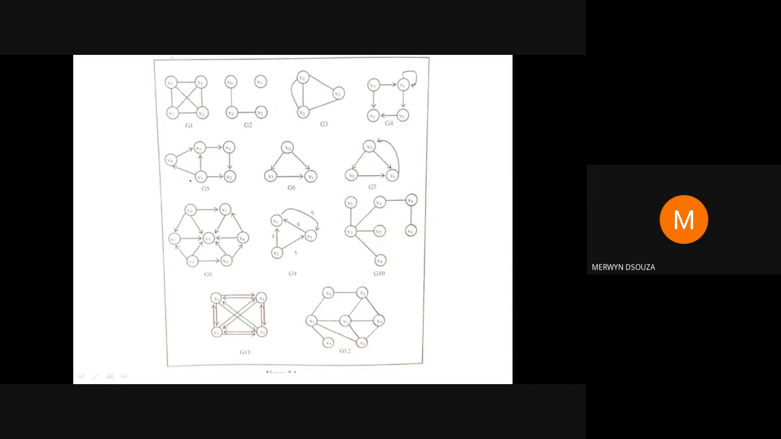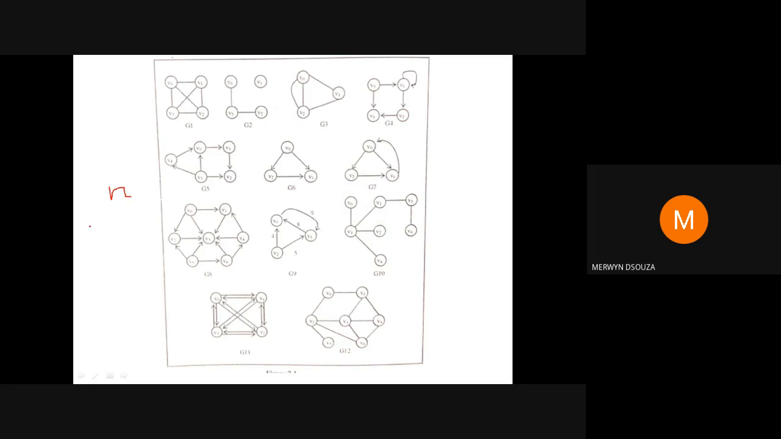Okay, so successor and predecessor is only with respect to a directed graph. So, maximum edges in a graph. How to calculate maximum edges in a graph? If you know the number of vertices, you can calculate the maximum number of edges that will be there in the graph. So n is the total number of vertices in the graph.